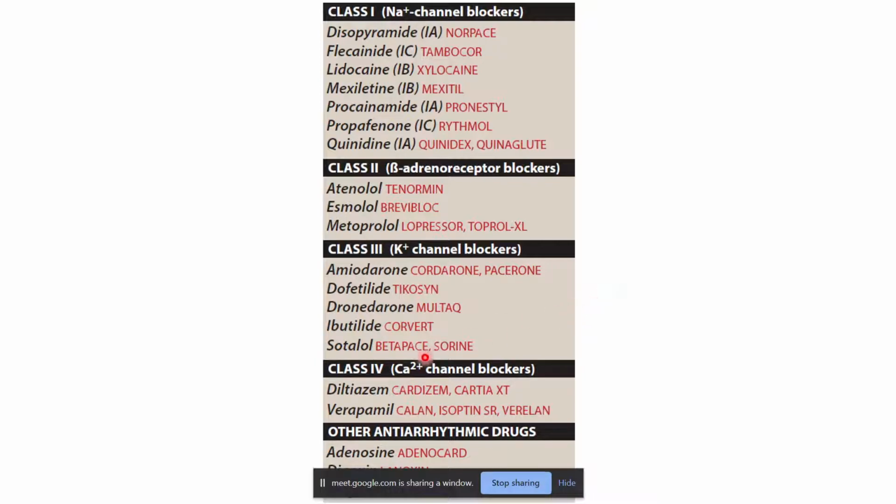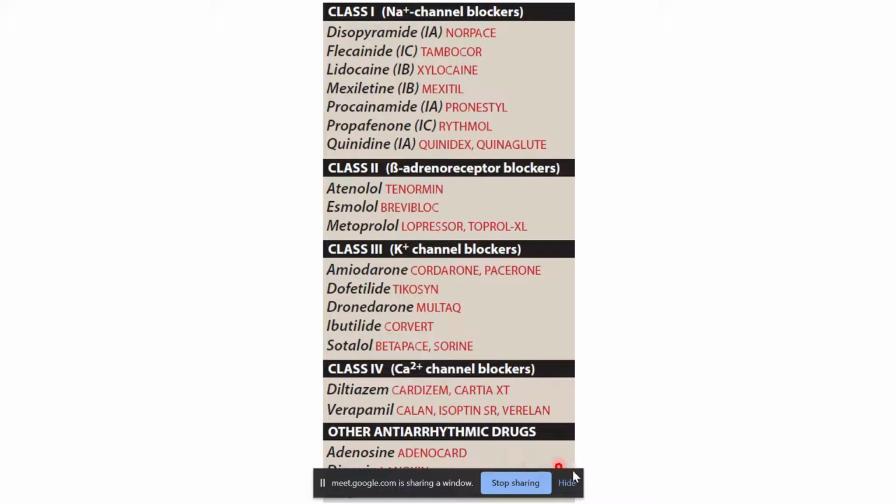And then the last, class 4, is calcium channel blockers, including verapamil and diltiazem. Nifedipine is also a calcium channel blocker, but not used as an antiarrhythmic, but used for other indications. The calcium channel blockers are the least commonly used drugs because of the many side effects, including fatigue and some dyspnea. So these are less common.